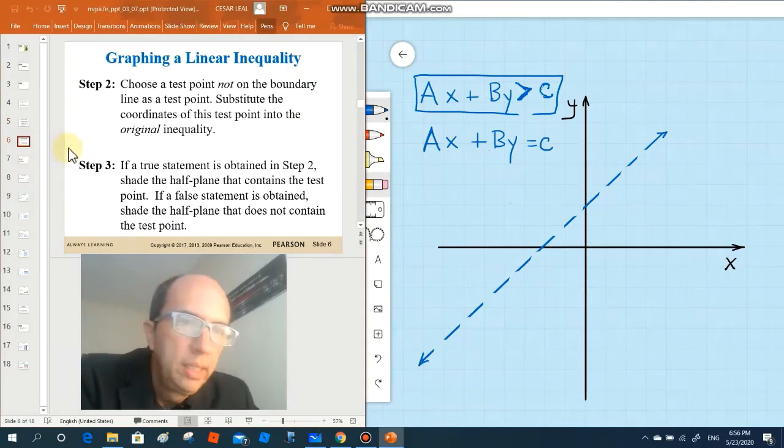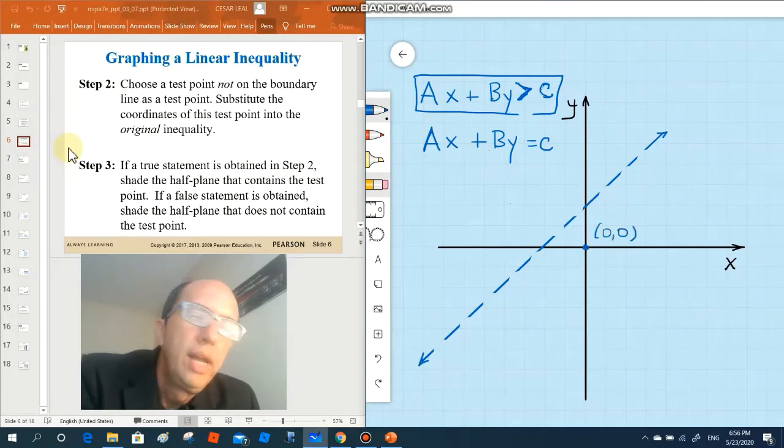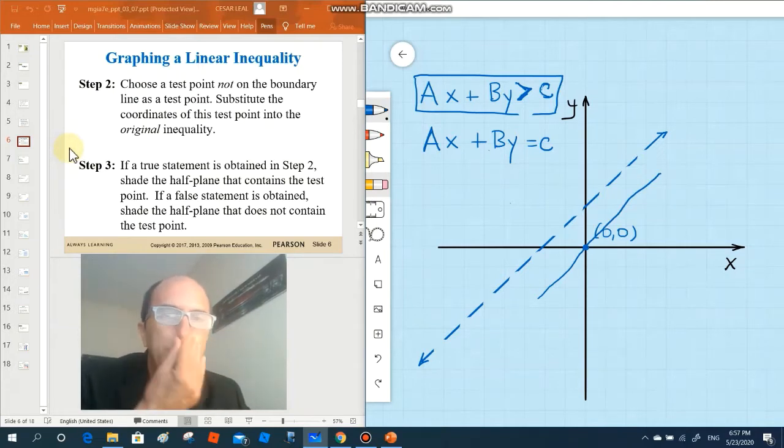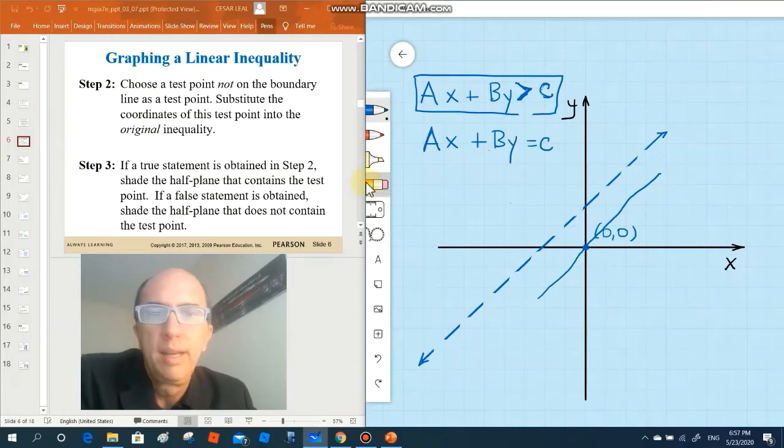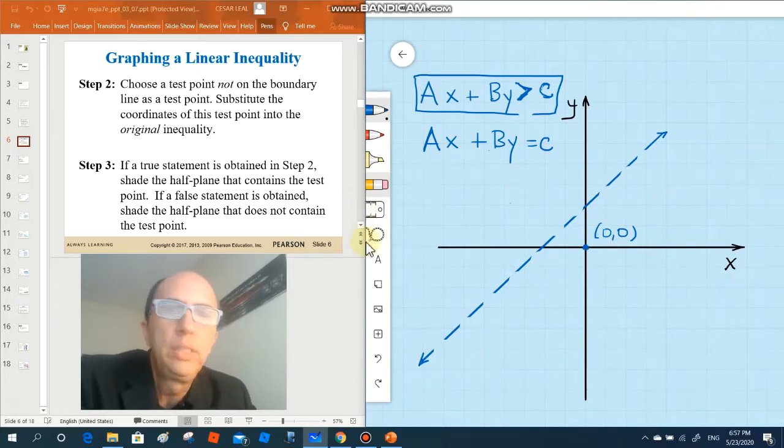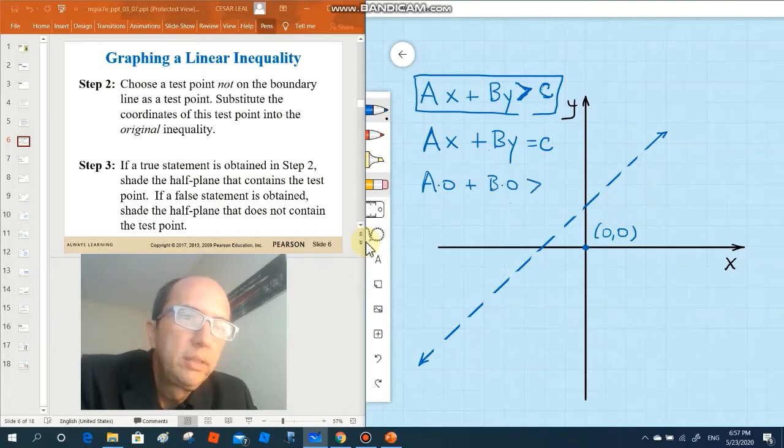Choose a test point. Usually you're going to choose the test point 0 and 0, unless this is on the boundary. I mean, if the line goes through the origin, through the point 0 and 0, you're not going to be able to use x equals 0 and y equals 0. But otherwise, usually the best way is using 0 and 0. And you plug in a times 0 plus b times 0 is greater than c.